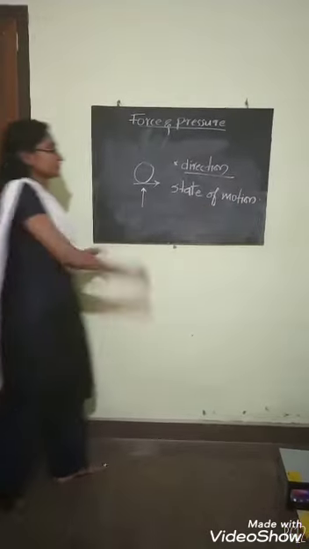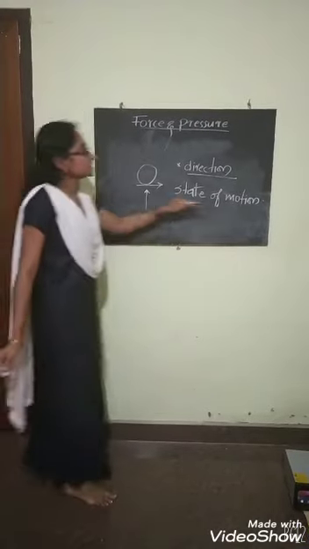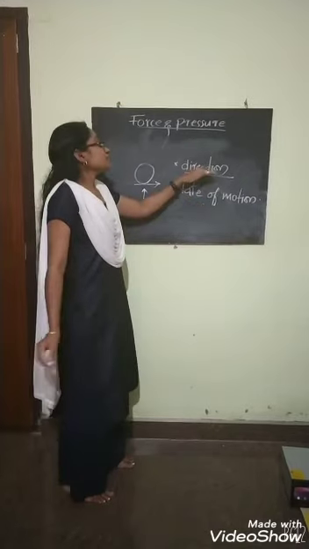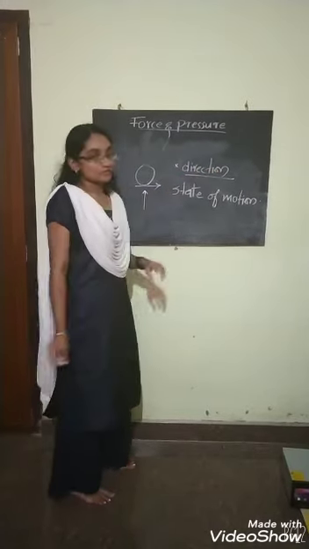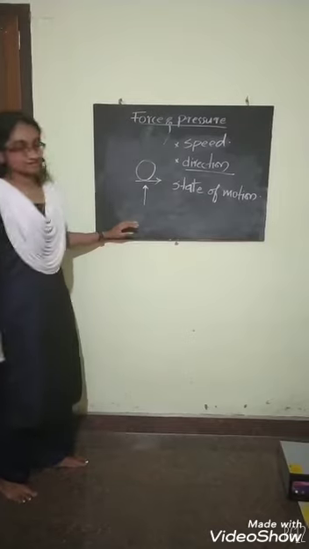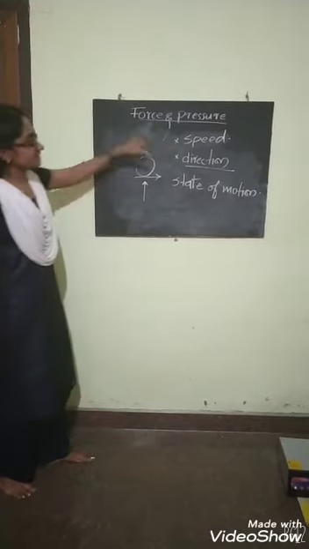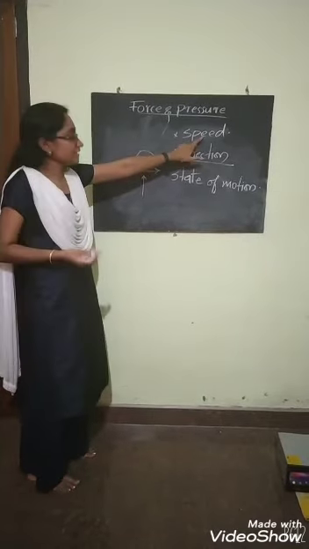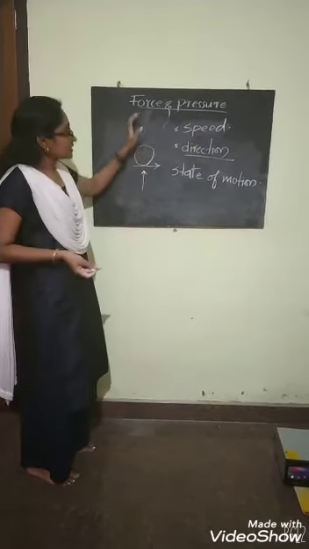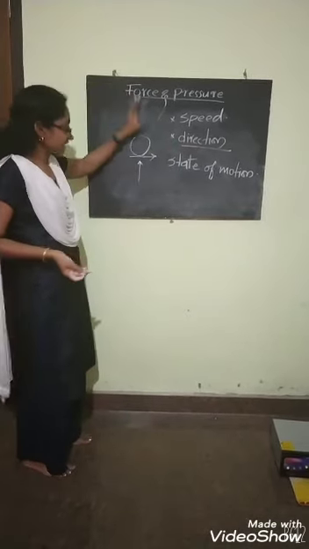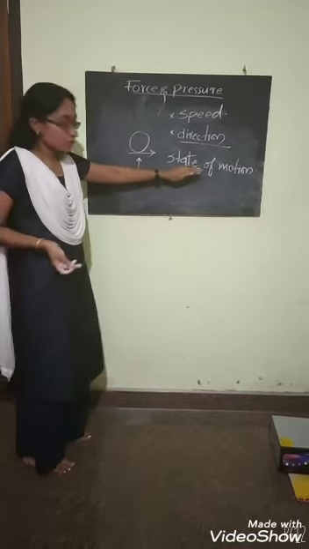State of motion. What is this state of motion? State of motion can be defined by considering the speed and direction of an object. The force can change the speed. It can be increasing or decreasing, and here we explain the force can also change the direction. So, this force can change the state of motion of an object.